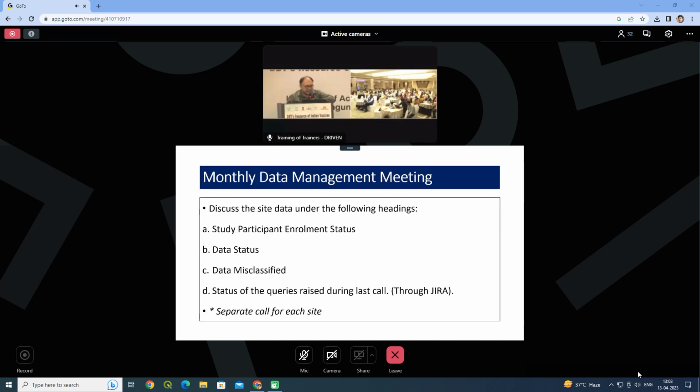And just a brief agenda, like what we will expect in these meetings: the study participant enrollment status, data status, misclassified status of the queries raised during the last call, like Jira. So all these things can be discussed, and maybe the agenda can be modified according to the meetings, but a brief agenda, like we should focus on these points during our monthly meetings.